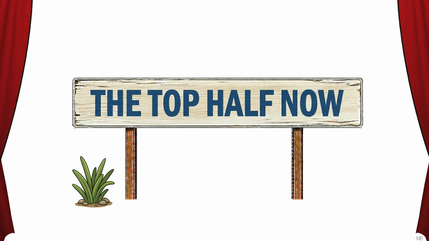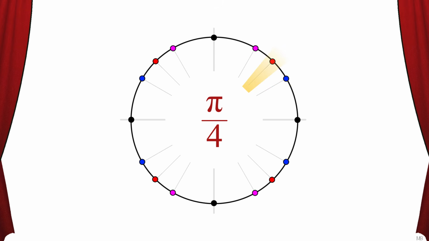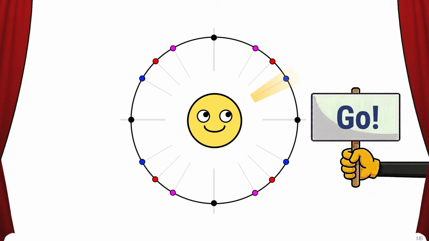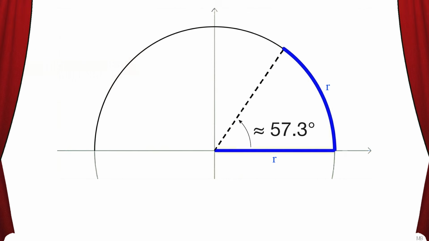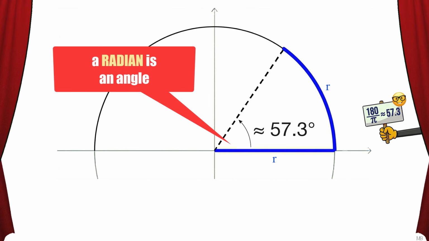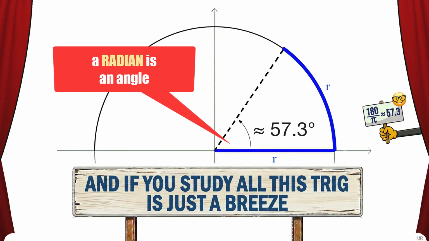The top half now. Pi over 6, pi over 4, pi over 3, pi over 2, 2 pi over 3, 3 pi over 4, 5 pi over 6, pi. Go. A radian's an angle about 57.3 degrees, and if you study all this trig is just a breeze.